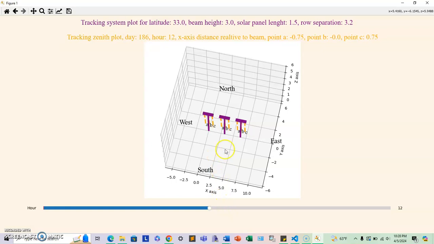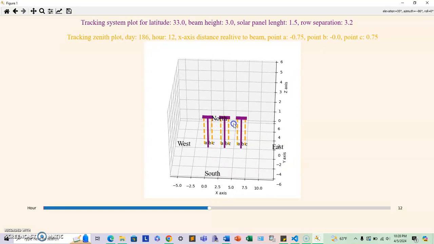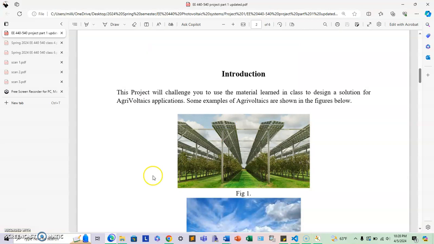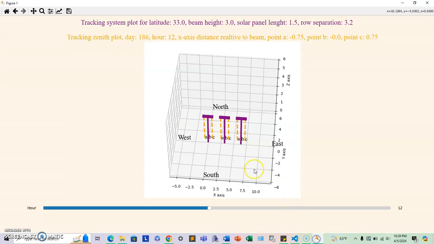So our scientists would be most interested in the x-axis distance between the beams, because consider that these are going to be very, very long columns like the ones in the picture. So they want to plant in these areas in between. So that's what this information is.